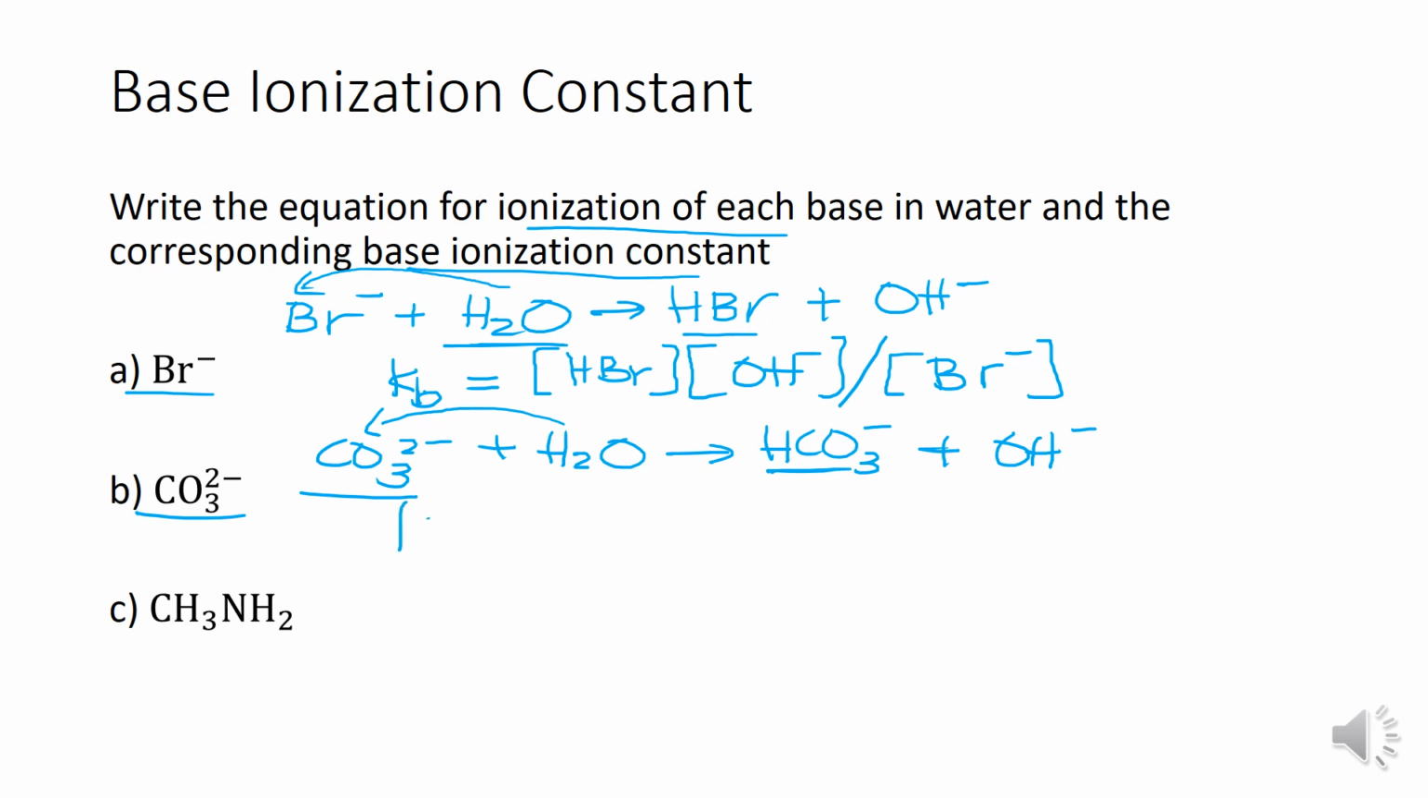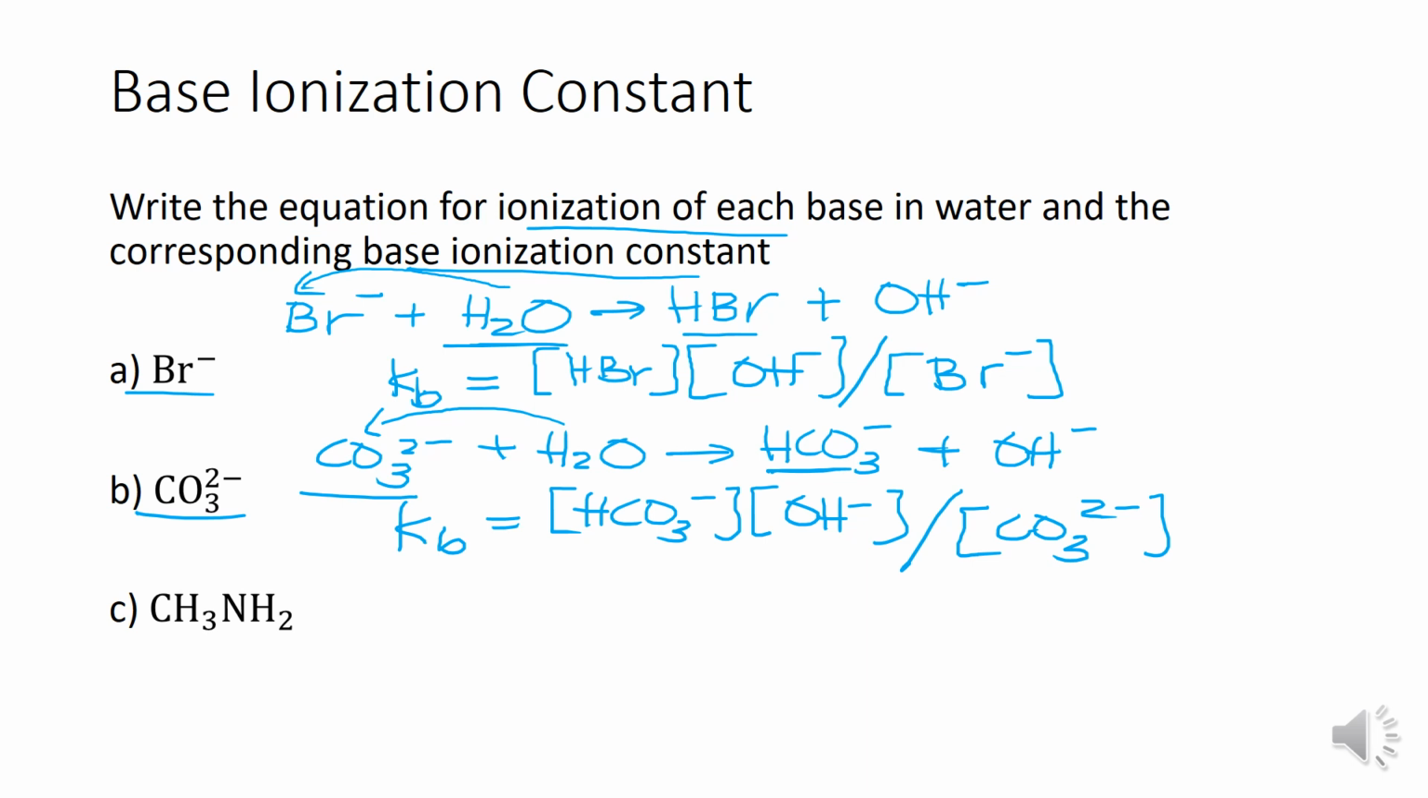For the corresponding base ionization constant, let's do the same that we did in part A. So let's simply multiply the concentrations of the products, times the hydroxide ion concentration, and divide that by the concentration of the original or reactant base.